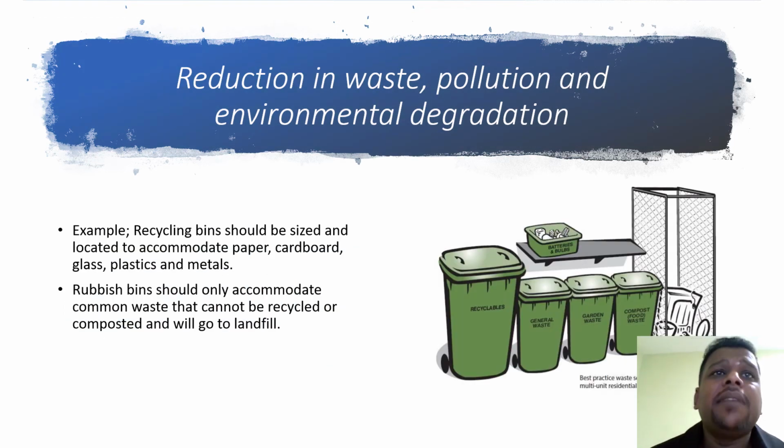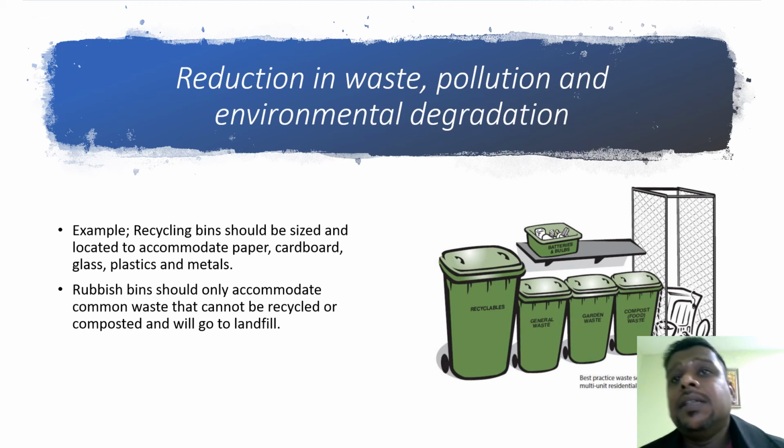For example, recycling bins should be sized and located to accommodate paper, cardboard, glass, plastic and metal. Rubbish bins should only accommodate common waste that cannot be recycled or composted and will go to the landfill. From the picture you can see the bins segregated for different waste: recycling, general waste, garden waste, and compost food waste. So you can see from here that they can segregate their waste from the different sources.